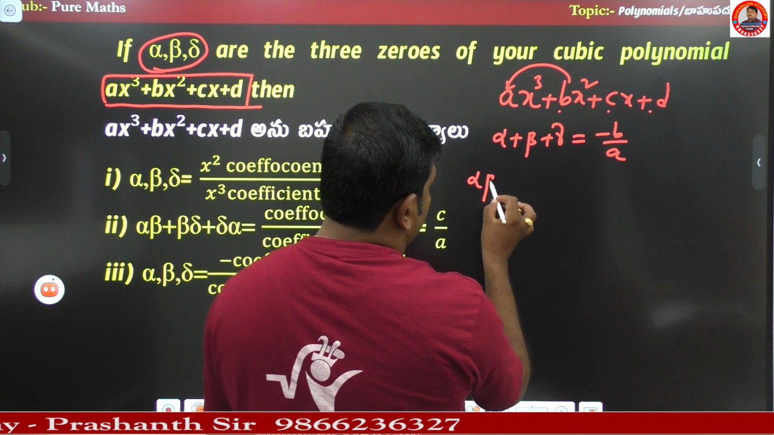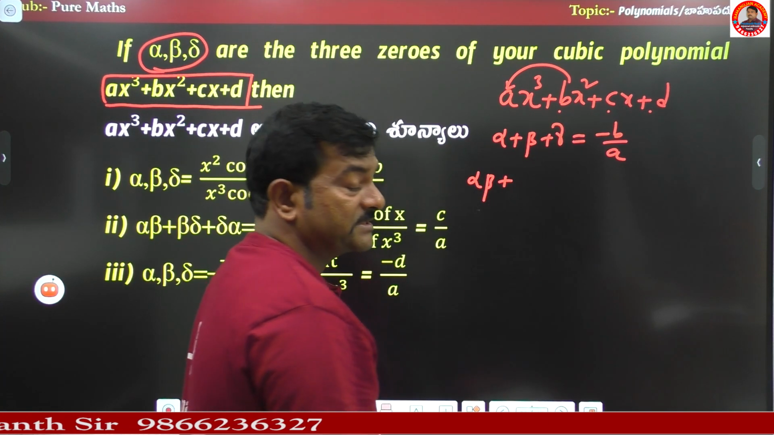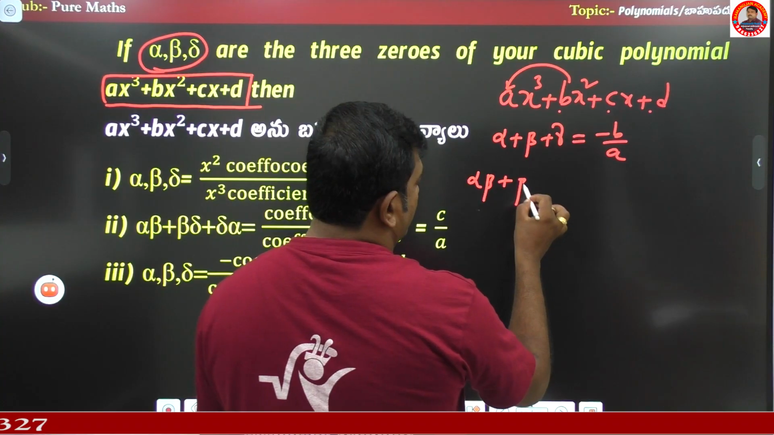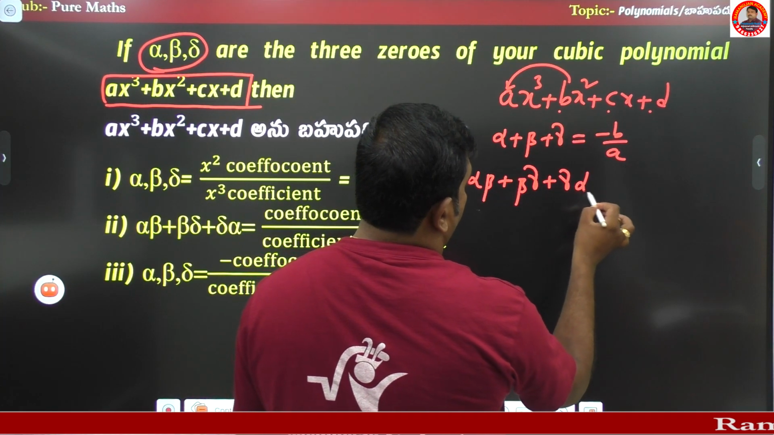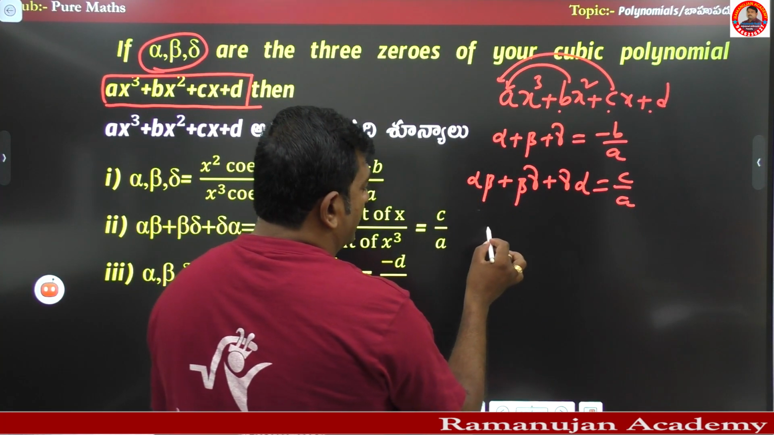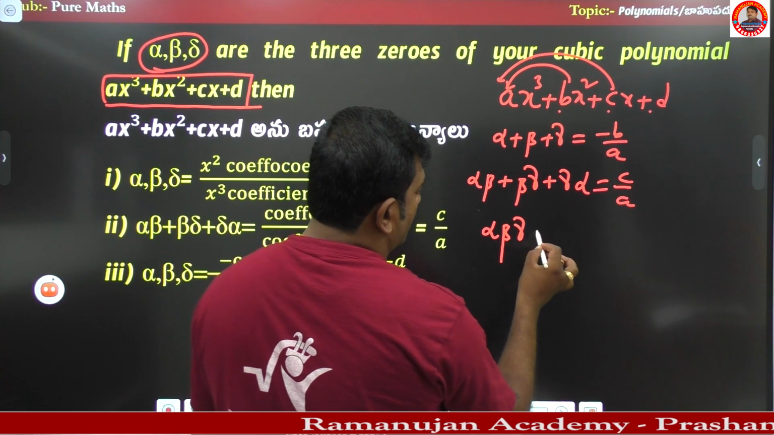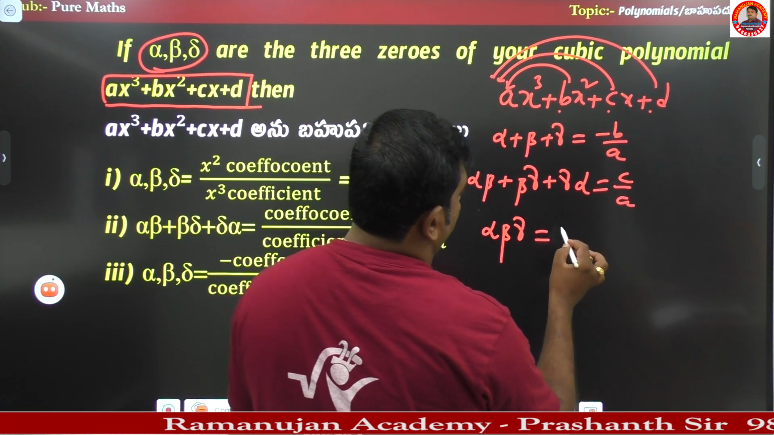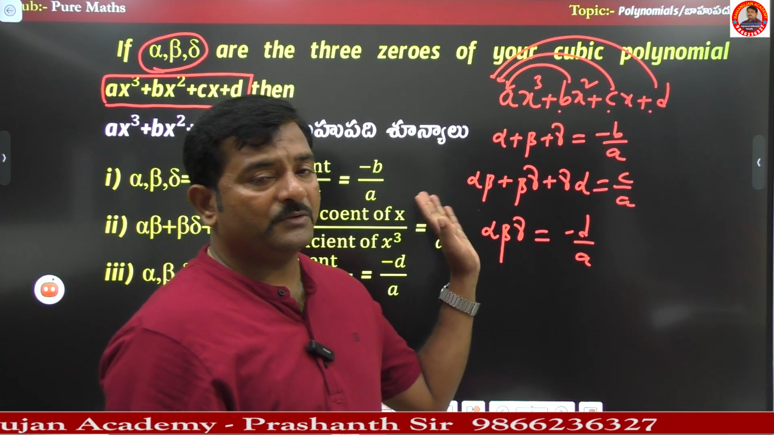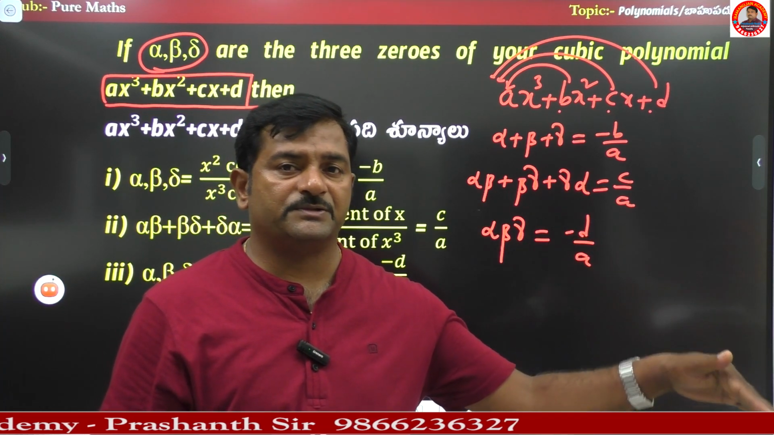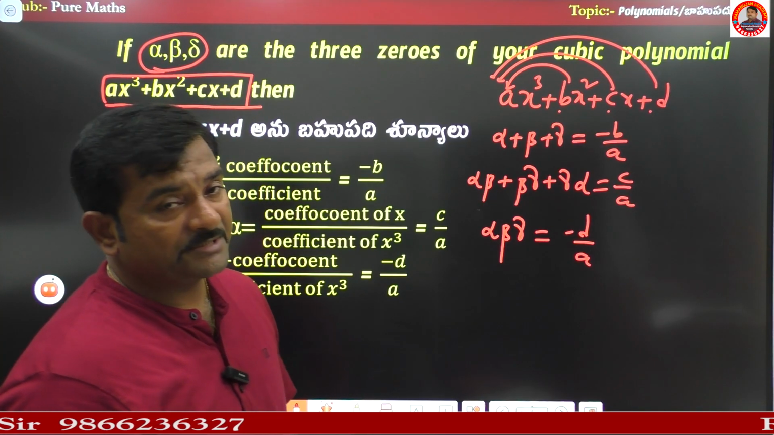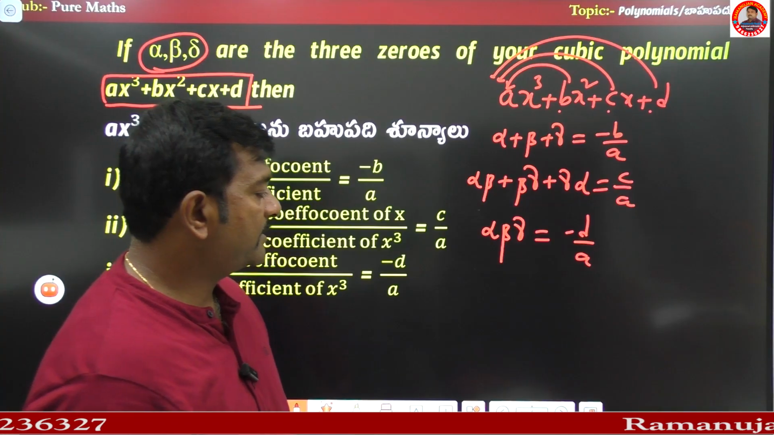The sum of the product of the roots taking 2 at a time, alpha into beta, beta into gamma, gamma into alpha, is equal to c by a, positive. And the product of the roots, again minus, is minus d by a. This rule is applicable not only for a cubic polynomial; for any polynomial, first negative, then positive, then negative, then positive, like that. This is the relation between roots and coefficients of a given polynomial.